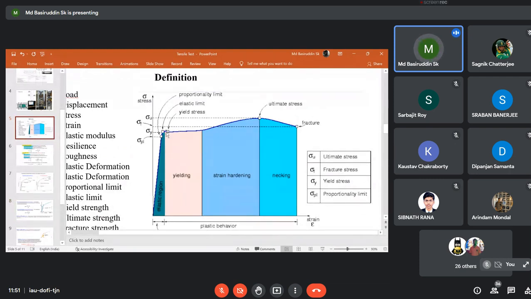Now, beyond the elastic limit, you have said the plastic deformation will start. That means the material will start to deform plastically, or the permanent deformation will start. Now, in this particular graph, if I release the load from this particular position, what would be the material strain that will be retained?